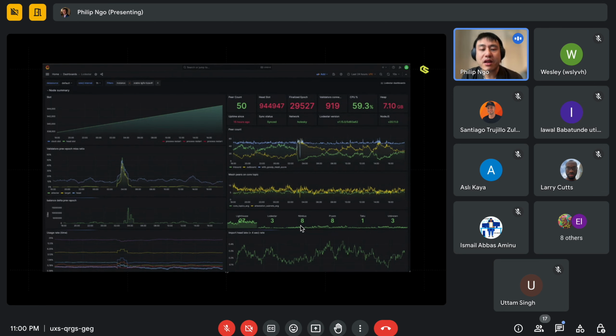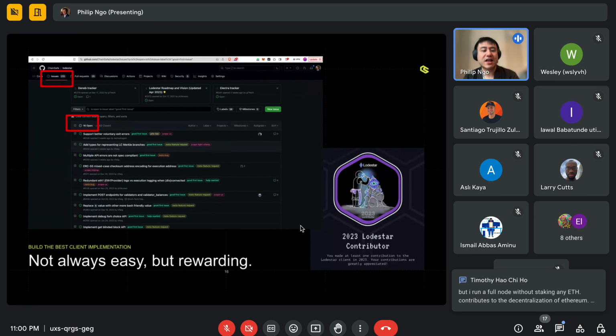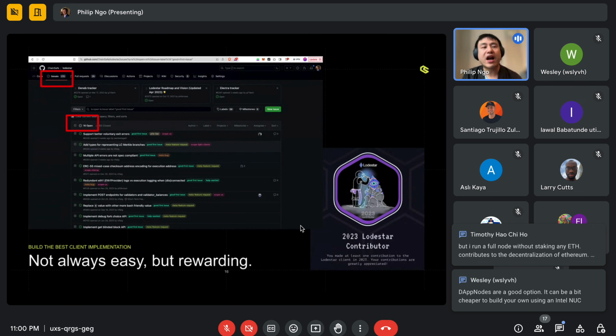So, here's a screenshot of one of the dashboards that we use very often, which shows you the importance of the data capture and analysis that we do with a client implementation like Lodestar. You would be testing your branches with our infrastructure, which would show us how performant these changes are and how they affect different aspects of the beacon node when you are developing on Lodestar. So, like I said, it's not always easy, but it is very rewarding. I'm just here to give you a very high-level view of what it's like to be a protocol engineer for Ethereum.